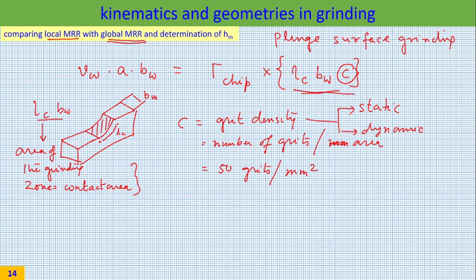So if you do this, what do you get? What is this quantity? This is the total number of grids on the contact area.